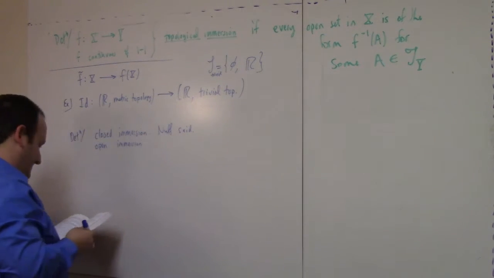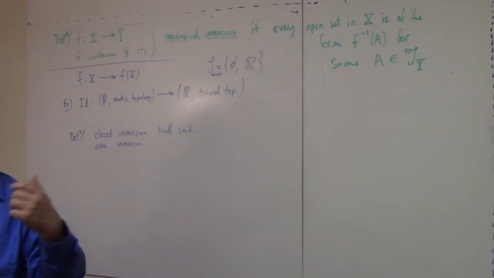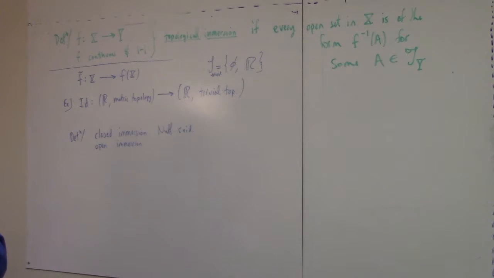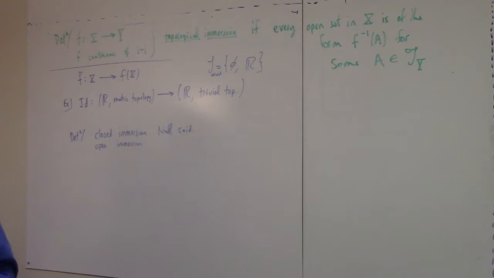Wait, what are open and closed maps? Oh, I'm sorry. A closed map: the image of a closed set is closed. An open map takes open sets to open sets. Saying a map is open, if the map happens to be injective, is equivalent to saying that the inverse is continuous.